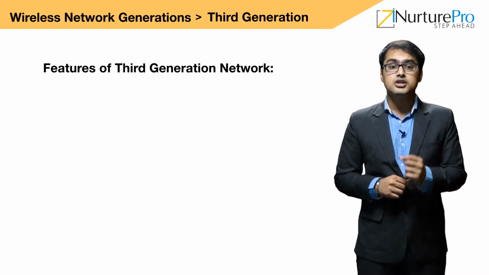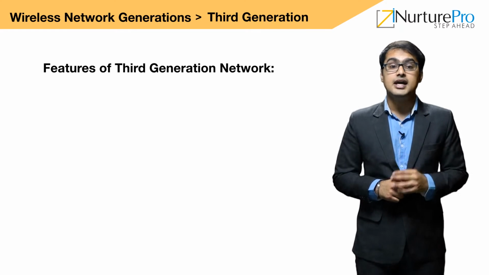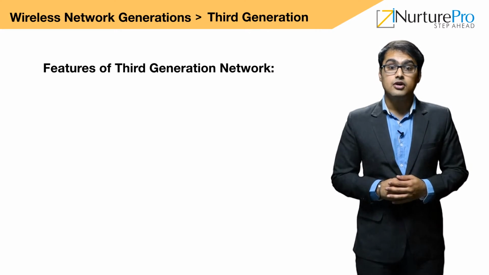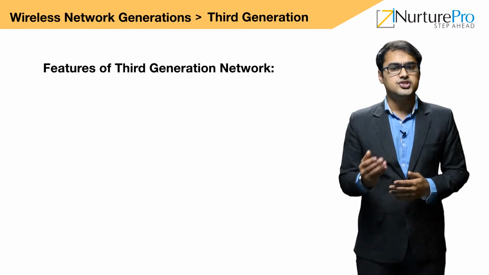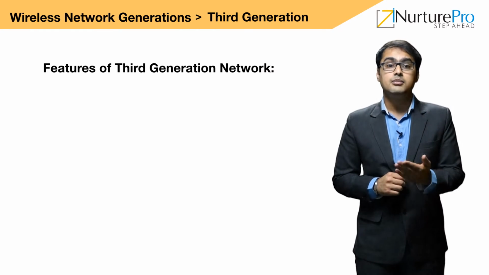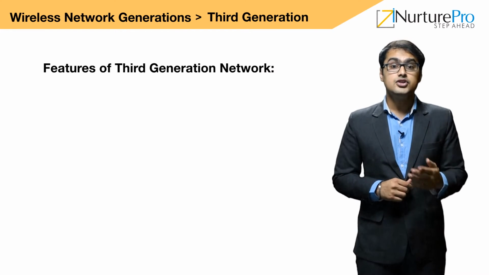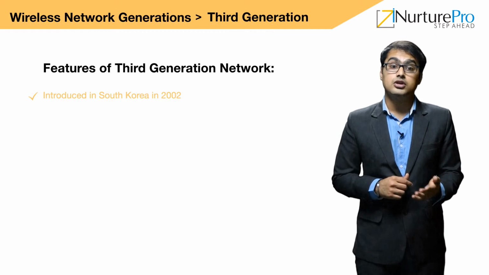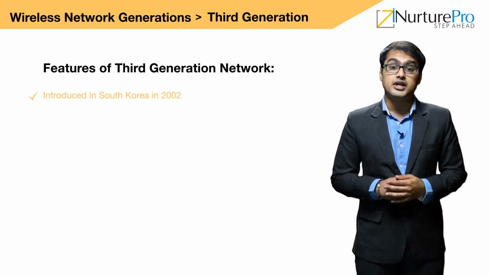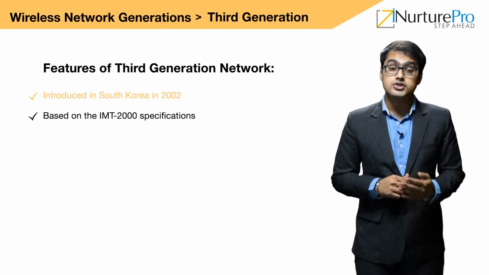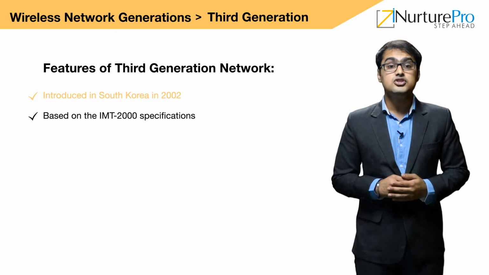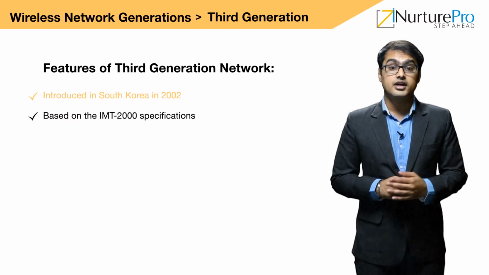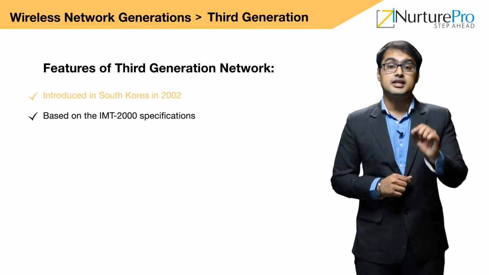Now that we have covered the basic wireless networks 1G and 2G, let us deep dive into the next generation of wireless network. With the introduction of the third generation wireless system, there was a rapid change in the way users connected and communicated with each other. Third generation wireless system was introduced in South Korea in the year 2002. It was based on the mobile telecommunication standards that follow the International Mobile Telecommunications 2000, also known as IMT 2000, specifications by the International Telecommunication Union (ITU). ITU is the United Nations organization which specifies global telecommunication standardization.